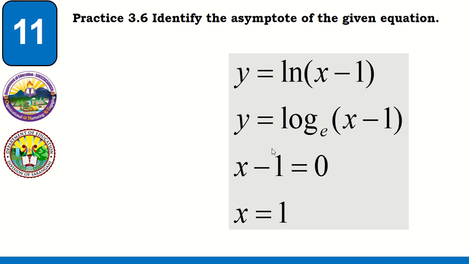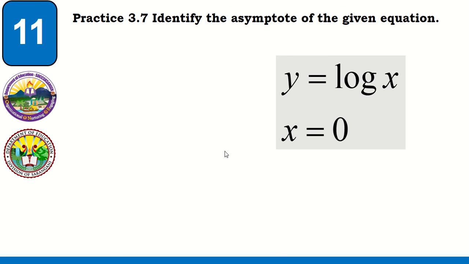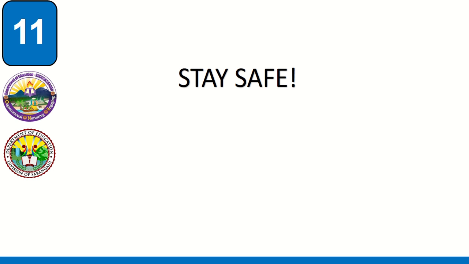How about 3.6? Y equals ln of x minus 1. This is all we look at, x minus 1. So x minus 1 must be positive, or x minus 1 equals 0 is the first point that the graph does not intersect. So x equals 1 is the first imaginary, or broken, line that the graph approaches but never touches. So the asymptote is x equals 1. How about this? Y equals log of x. So x equals 0. That is our asymptote. And that is all. Stay safe.